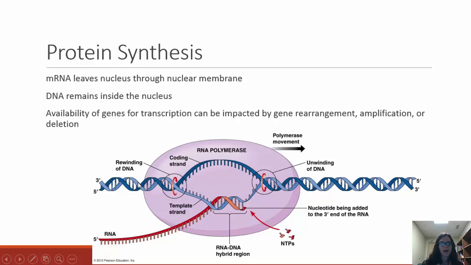So we have the RNA polymerase. We're unwinding here and building the mRNA. And after the mRNA is built, then the code rewinds. The polymerase is moving this way, and we get our mRNA strand.